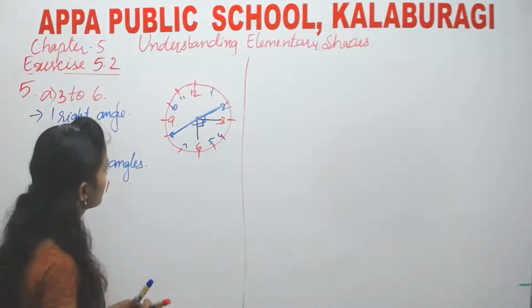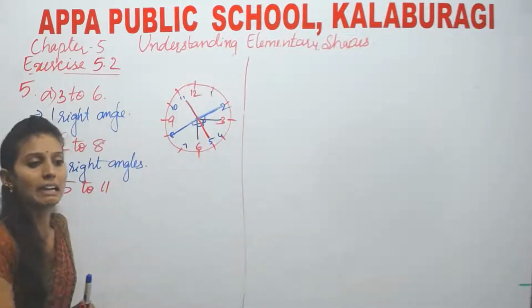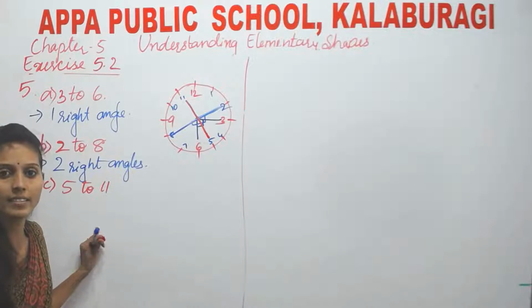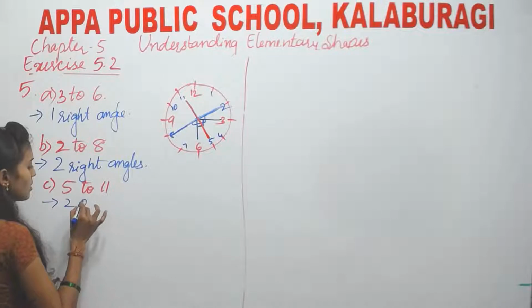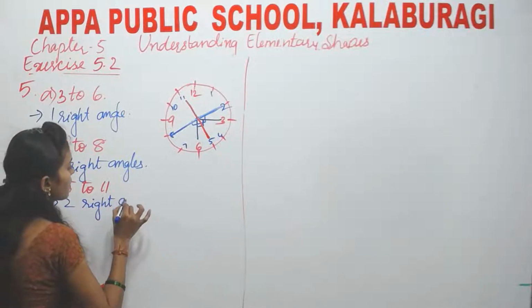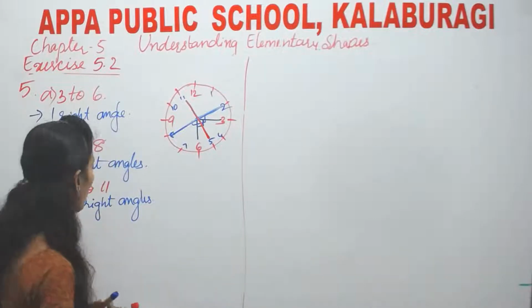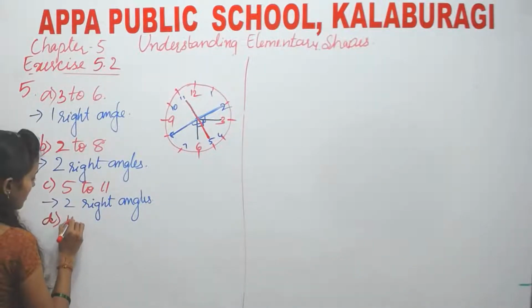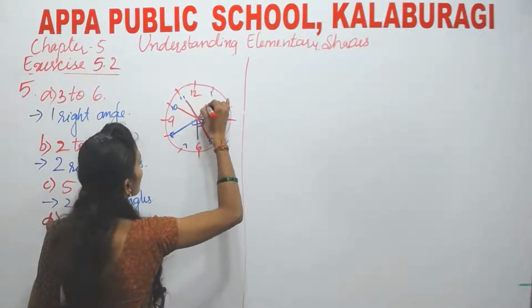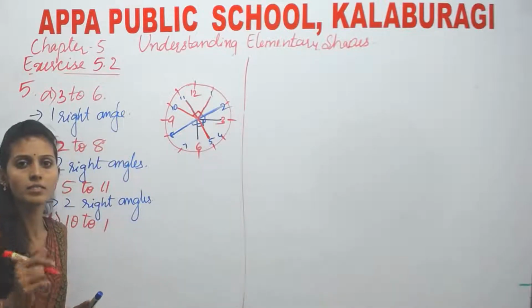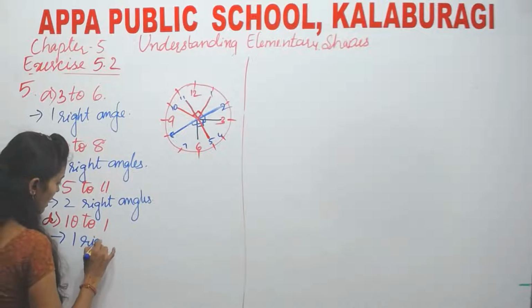Same. See here. From 5 to 11. Again, it's a straight line. Means a straight angle. Straight angle means how many right angles? Obviously, 2 right angles. Right? 2 right angles. Next, 10 to 1. See here. 10 to 1. How many right angles? 1 right angle. Right? 1 right angle.